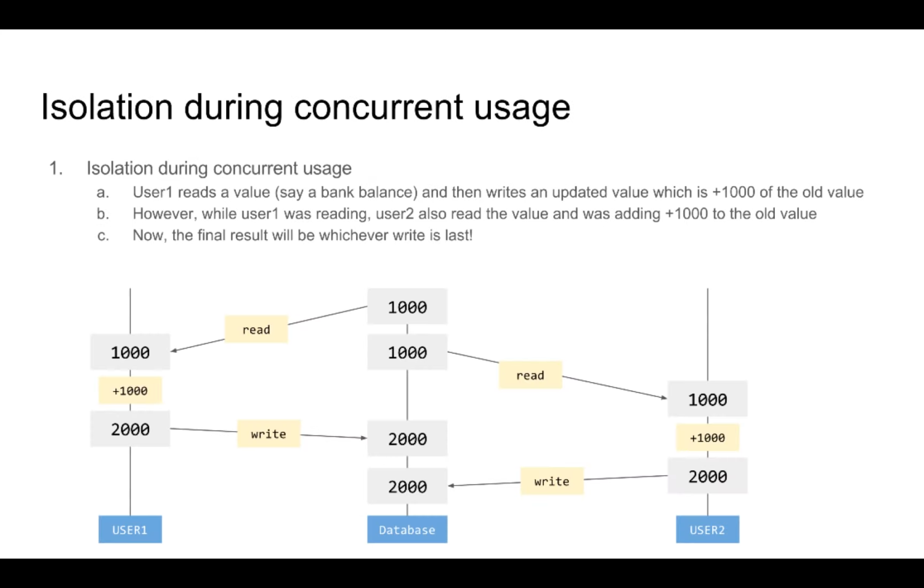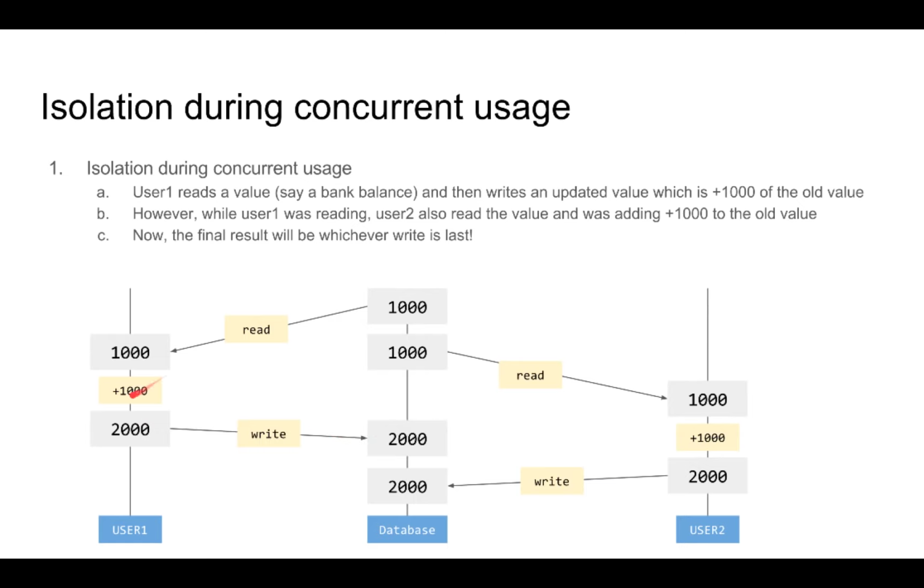Let's look at another example, a slightly more complex example. Let's say we have a database which contains a table which contains a value, let's say which is a bank balance, right? So we have a 1,000 rupee bank balance to start with. Now, let's say somebody is going to update this bank balance. Let's say somebody is adding 1,000 rupees to our bank account. So user 1 is reading the value 1,000, is adding the value plus 1,000 to it, and is writing the new value. So the new value 2,000 gets written.